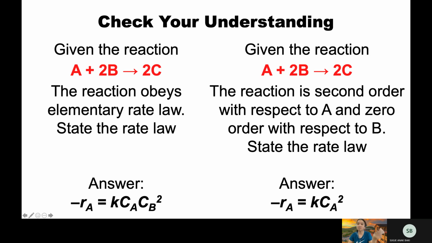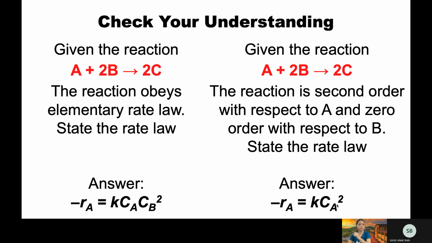So the information is given to you. Let's say the information says the reaction is second order with respect to A and zero order with respect to B. How do we state the rate law? What's the rate law? The rate law becomes minus RA equals K CA power of 2. So why power of 2? Because it says the reaction is second order with respect to A. So that's why minus RA equals K CA power of 2.